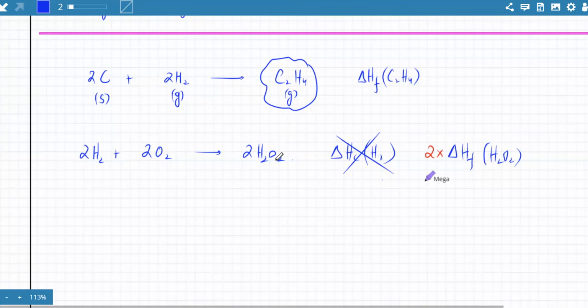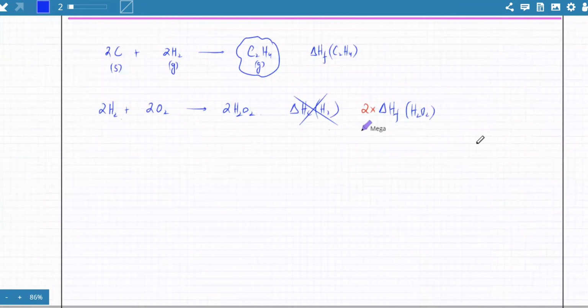Because if forming 1 mole of H2O2, let's say, produces minus 100 kilojoules of energy, then forming another mole of H2O2 would also produce minus 100 kilojoules of energy. So it's basically double that value. So you can still give it that label, but it's basically double that value. Is this clear? Yes. Okay.